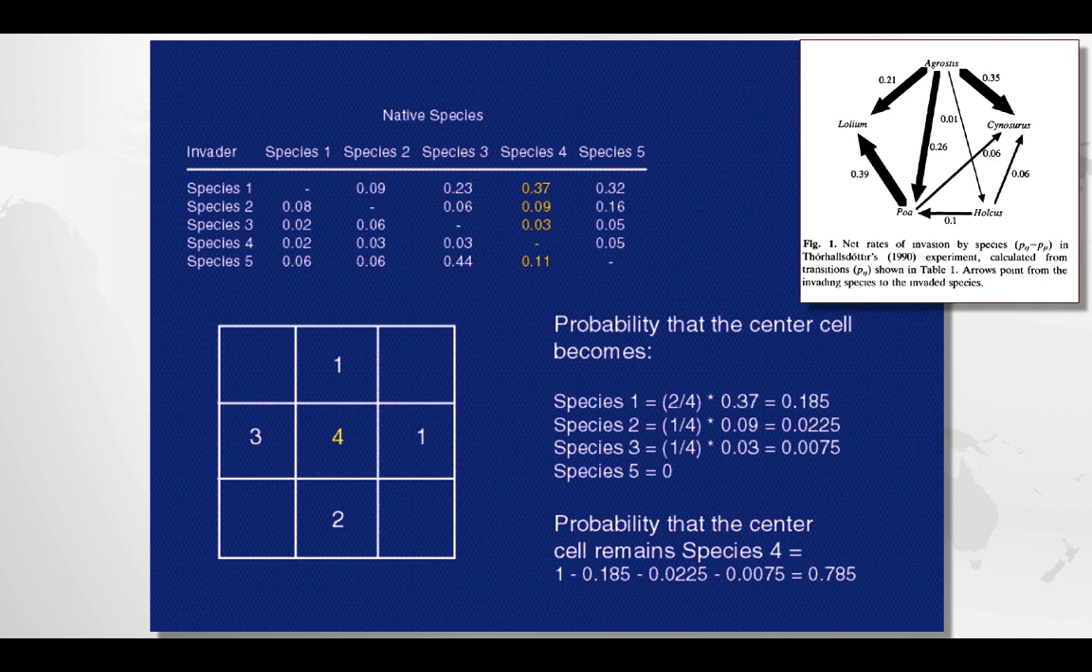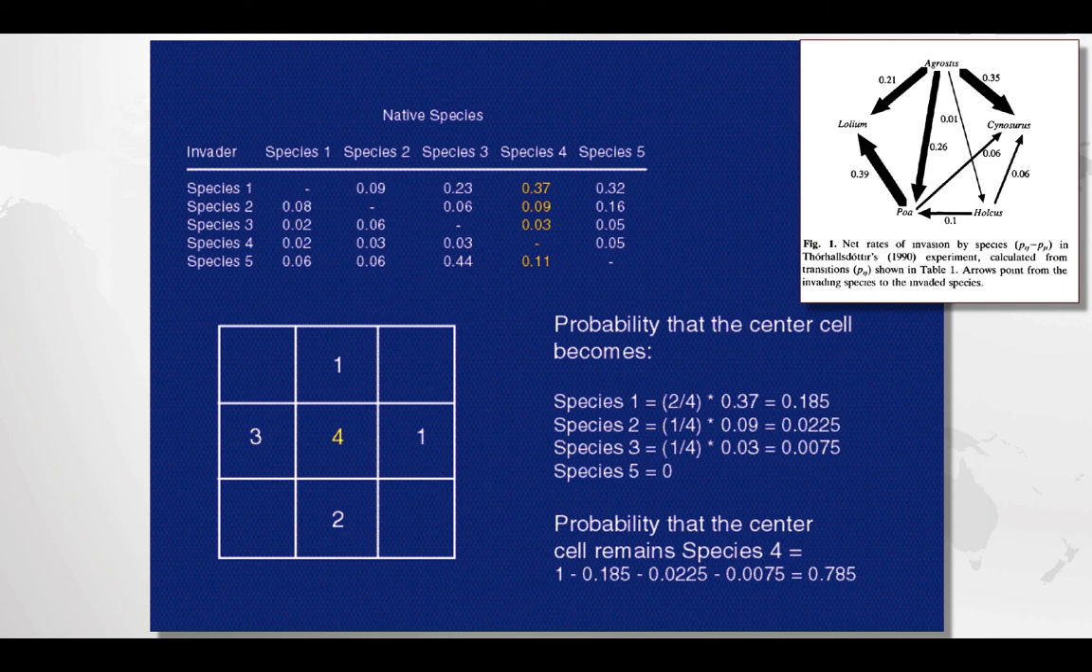Species 3 has another probability. Species 5 is not going to have any impact on this particular cell because there's no species 5. And I apologize, I misstated. The other thing you have to do is recognize and take into account that you have to weight by the number of opportunities. So each one has a 1/4 chance because 1/4 of the boundary is shared.